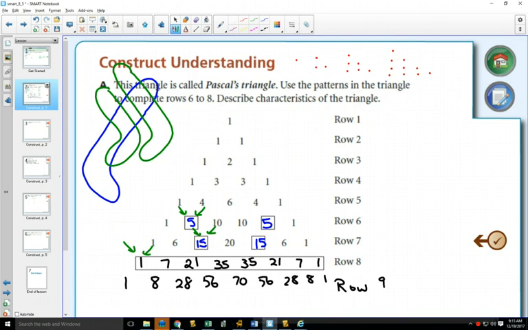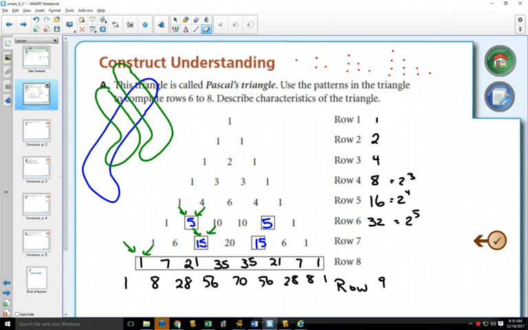Now, some other fascinating things about Pascal's triangle. If we add up the numbers in each of the rows, 1, 1 plus 1, 2, 1 plus 2 plus 1, 4, 1 plus 3 plus 3 plus 1, 8. What do you notice? They're doubling, and these are powers of 2. Does that work as you keep on going? Yes, it does. That's kind of cool.